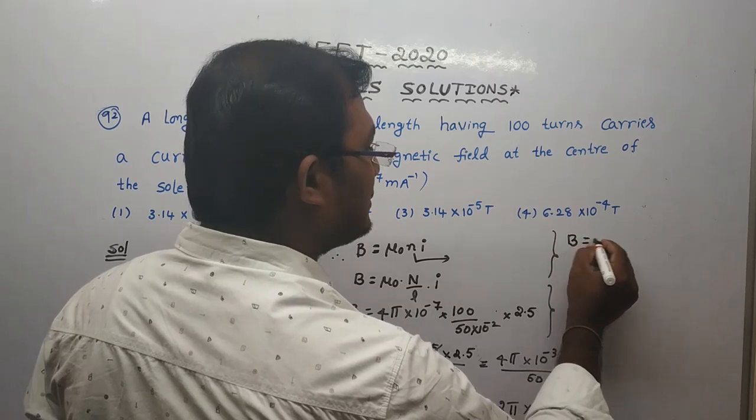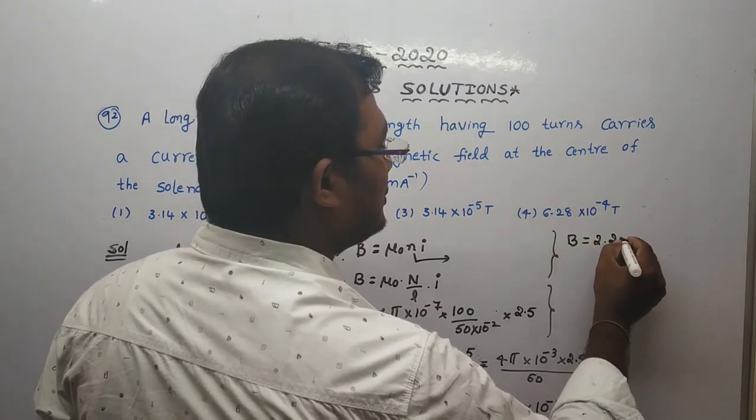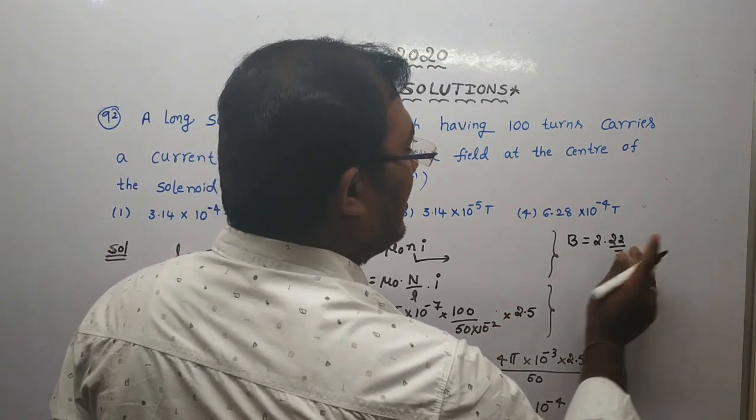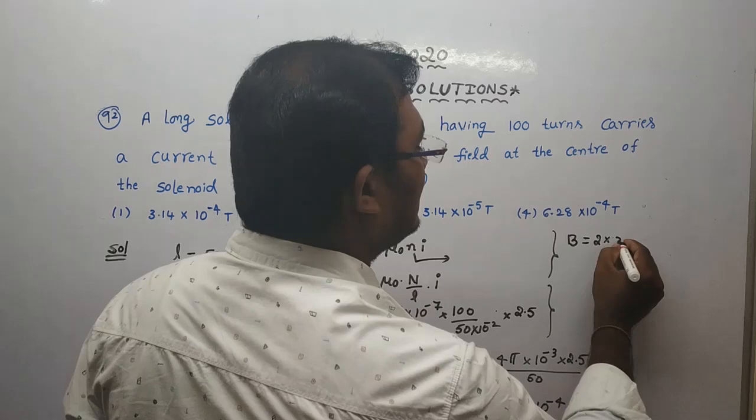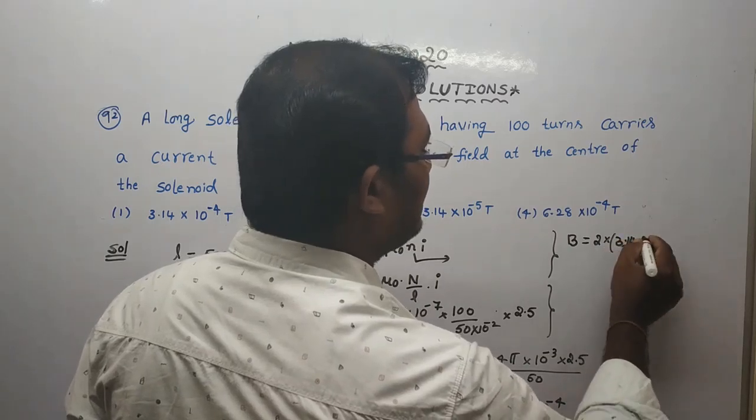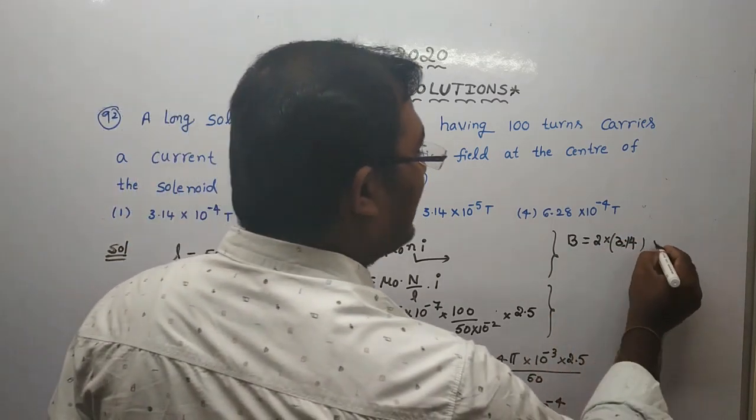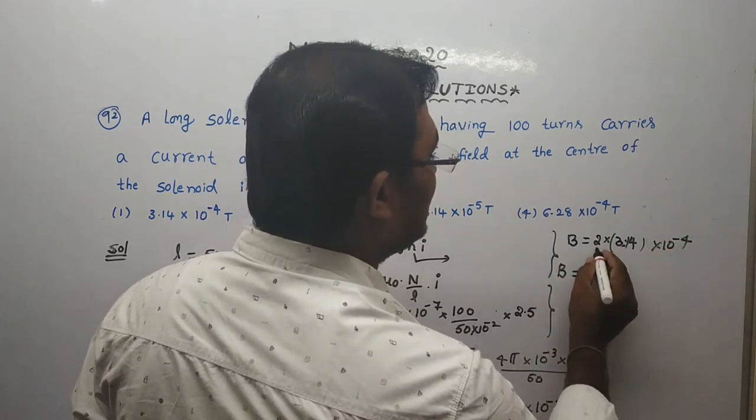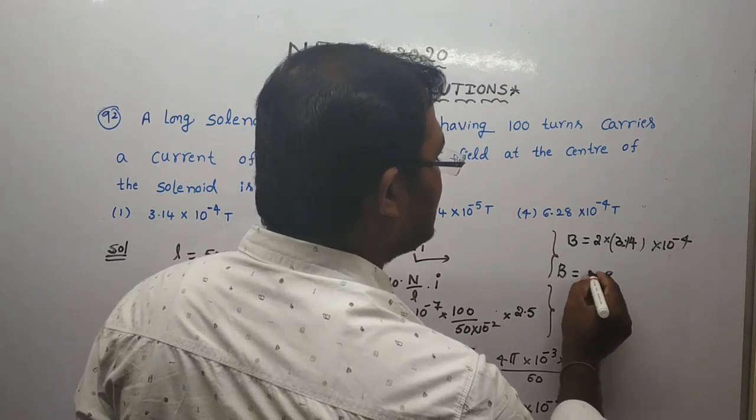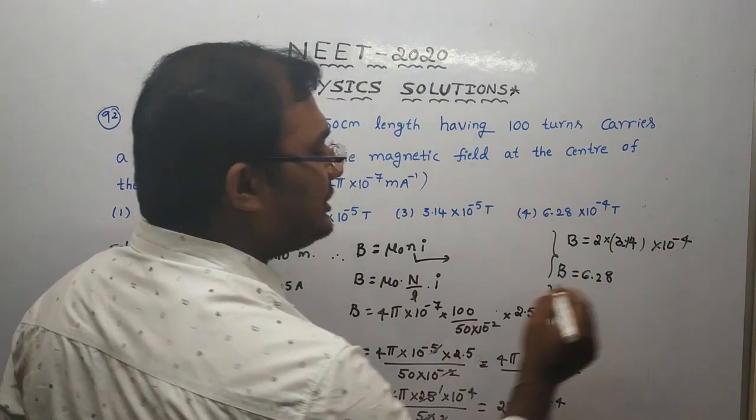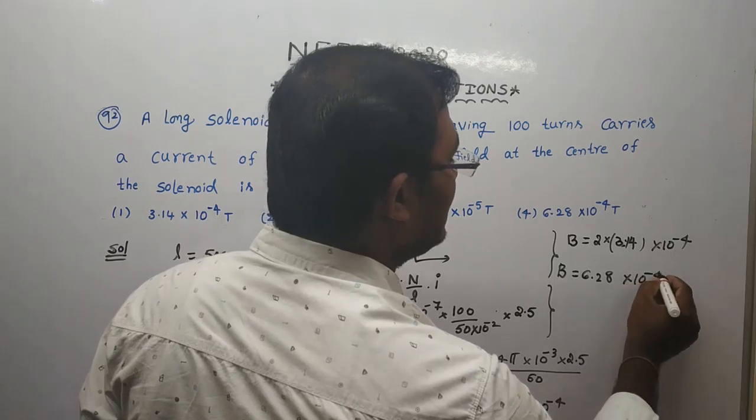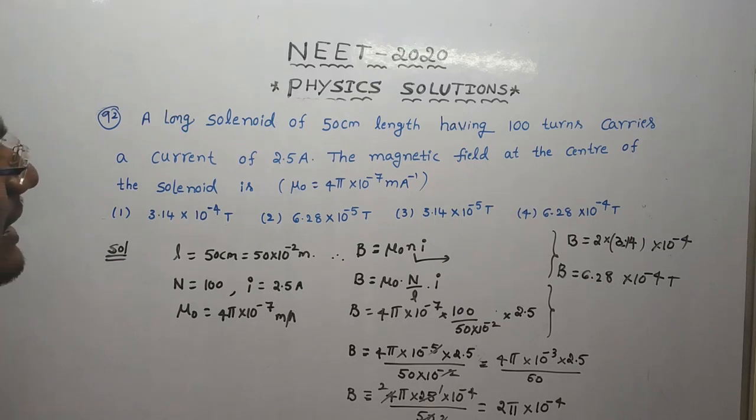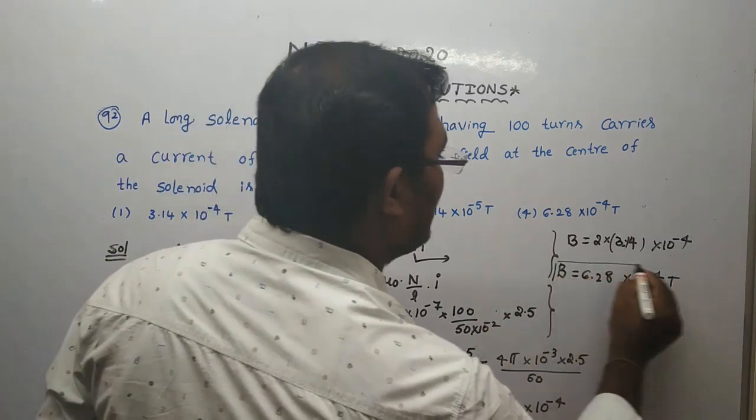Therefore, B equal to 2 into 22 by 7, pi value is 22 by 7, or 3.14, into 10 power minus 4. Therefore, B equal to 6.28 into 10 power minus 4 Tesla, which is an option in the given problem.